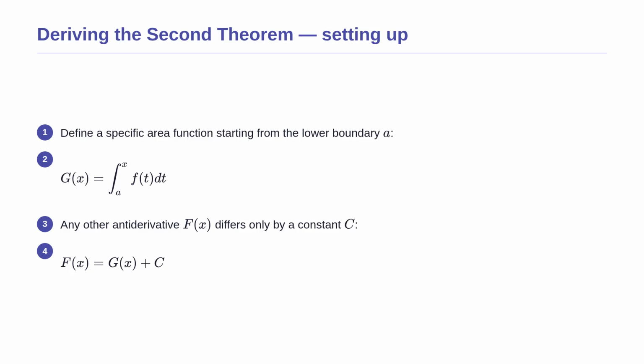Now, suppose you found some other antiderivative, f of x, using standard calculus rules. Because both functions have the exact same derivative, they must be identical, except for a possible vertical shift, represented by an unknown constant c.